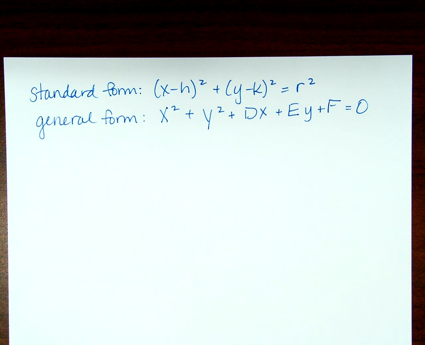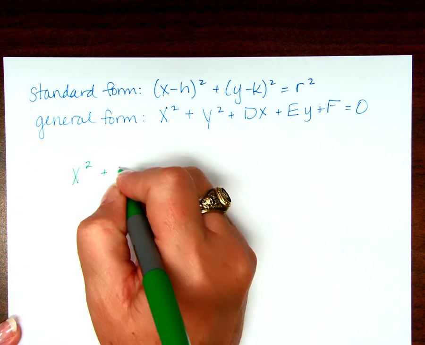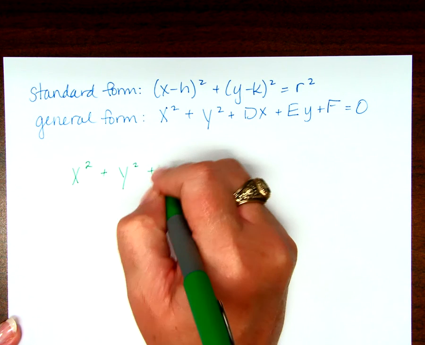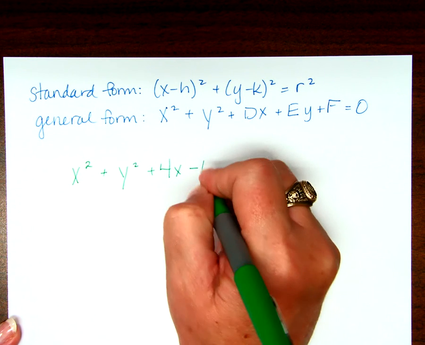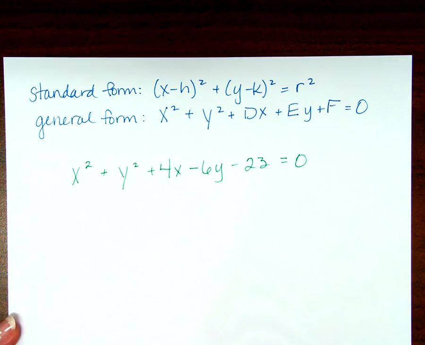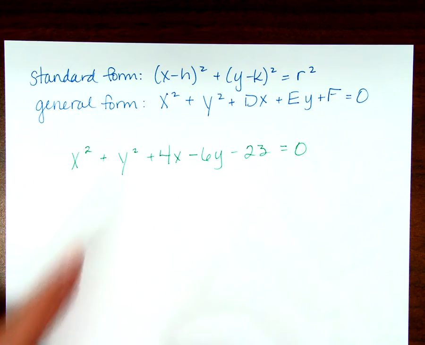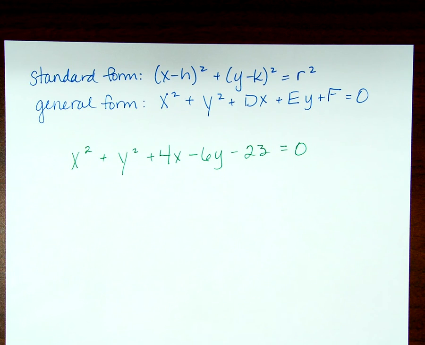For example, you might be given a problem that looks like this. x² + y² + 4x − 6y − 23 = 0. We have to take this and get it into standard form. And the best way to do that is to complete the square.